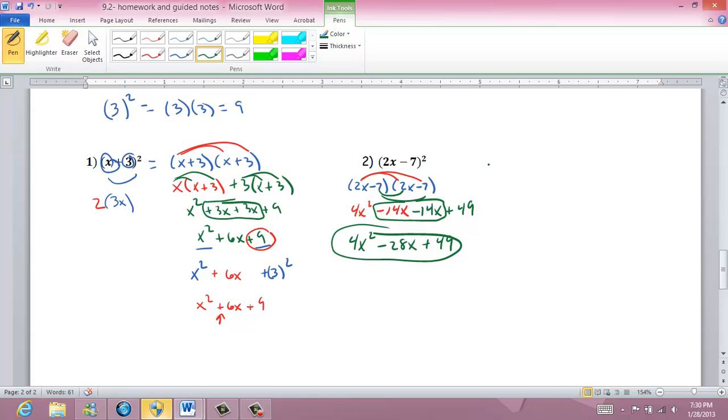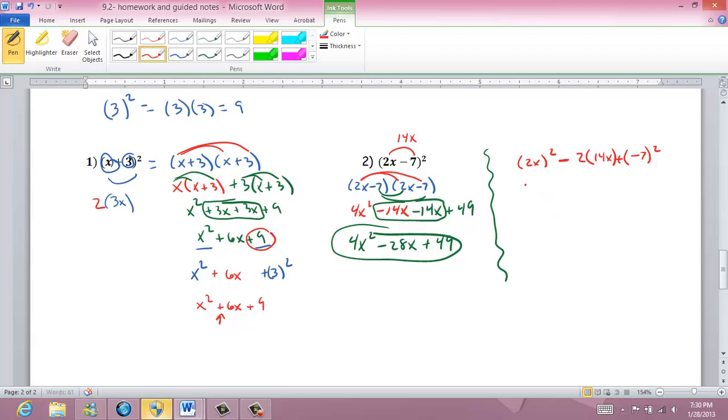when we square this binomial. Now, let's take a look at how that shortcut works again. If I were to take the first term, 2x, and square it, that's going to be my first term. I'm going to take that last term, negative 7, and I'm going to square it. Now, since this is a minus sign, I know my middle term is going to be negative, and I'm going to multiply 2x times 7 to get 14x, and I'm going to double that 14x.